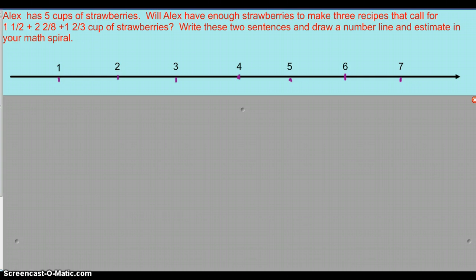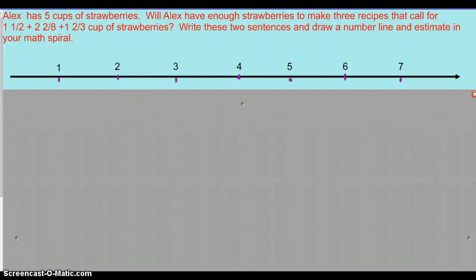Alex has 5 cups of strawberries. Will Alex have enough strawberries to make 3 recipes that call for 1½, 2 2/8, plus 1 2/3 cups of strawberries? Write these 2 sentences and draw a number line and estimate in your math journal. So this is one recipe, second recipe, third recipe. Will he have enough if he has 5 cups of strawberries? Figure it out. Pause the video now to do so in your math spiral.